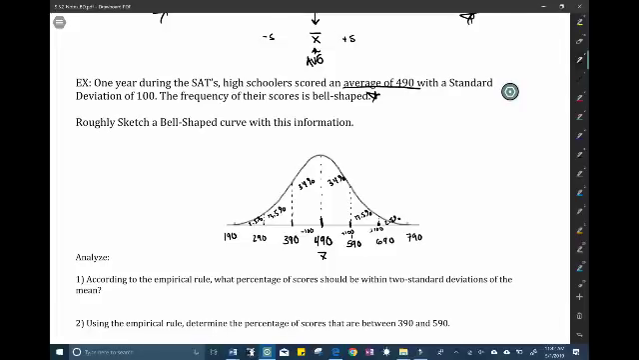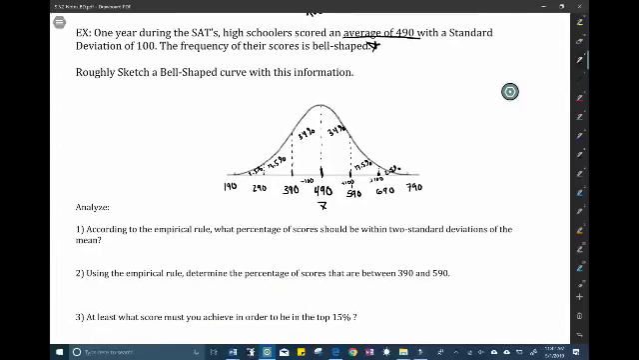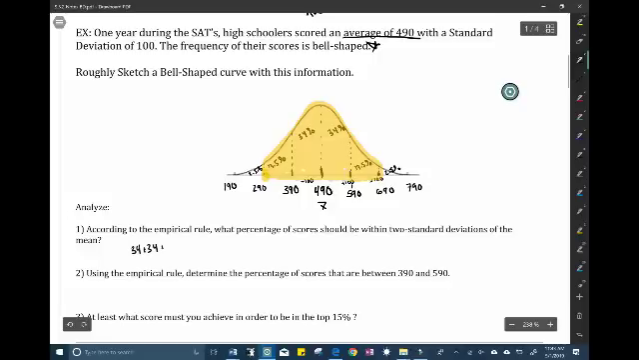Okay. According to the empirical rule, what percentage of scores should be within 2 standard deviations? It might be best to look at this and highlight this. Within 2 standard deviations means here is 2 from the mean below, here's 2 from the mean above. Okay, all of this is the percentage of scores. So the percentage would be 34 plus 34 plus 13.5 plus 13.5, which comes out to be about 95% of people score within that range.